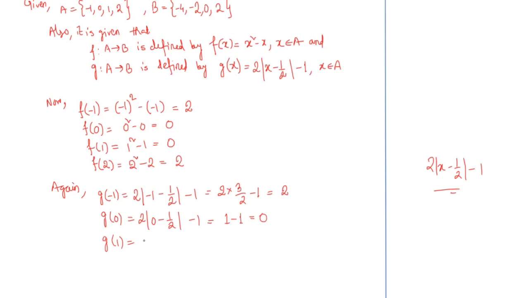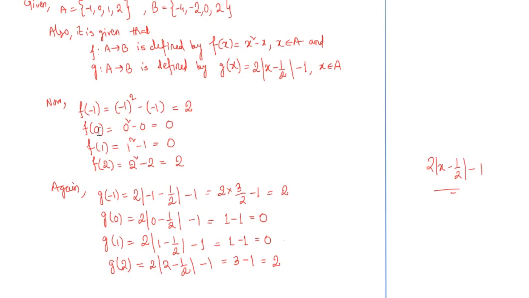g of 1 is equal to 2 into modulus of 1 minus 1 by 2 minus 1, that is equal to 1 minus 1, and that is equal to 0. And g of 2 is equal to 2 into modulus of 2 minus half minus 1, that is 3 by 2 into 2 is 3, 3 minus 1, that is equal to 2. Now see, interestingly, f of minus 1 is 2 and g of minus 1 is also 2.